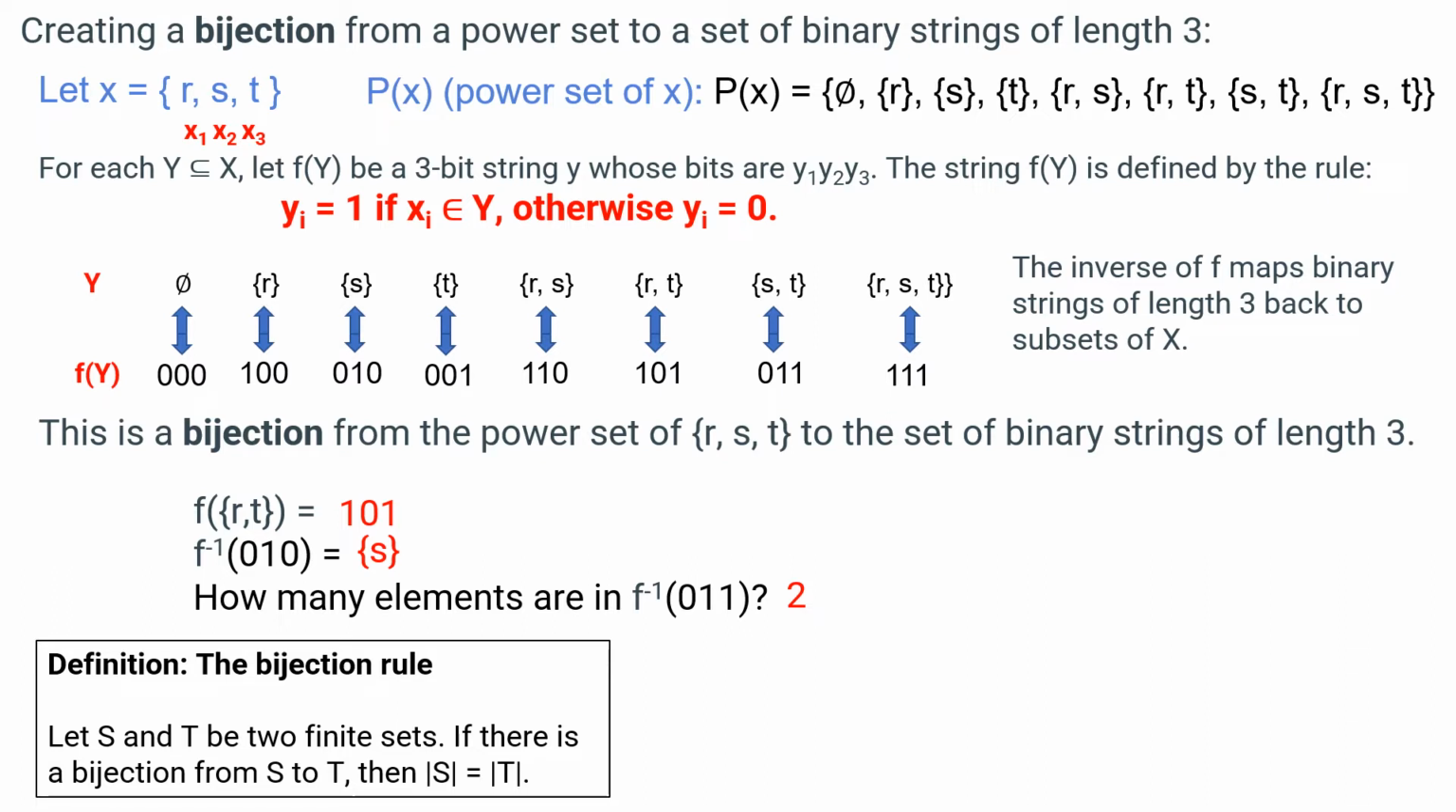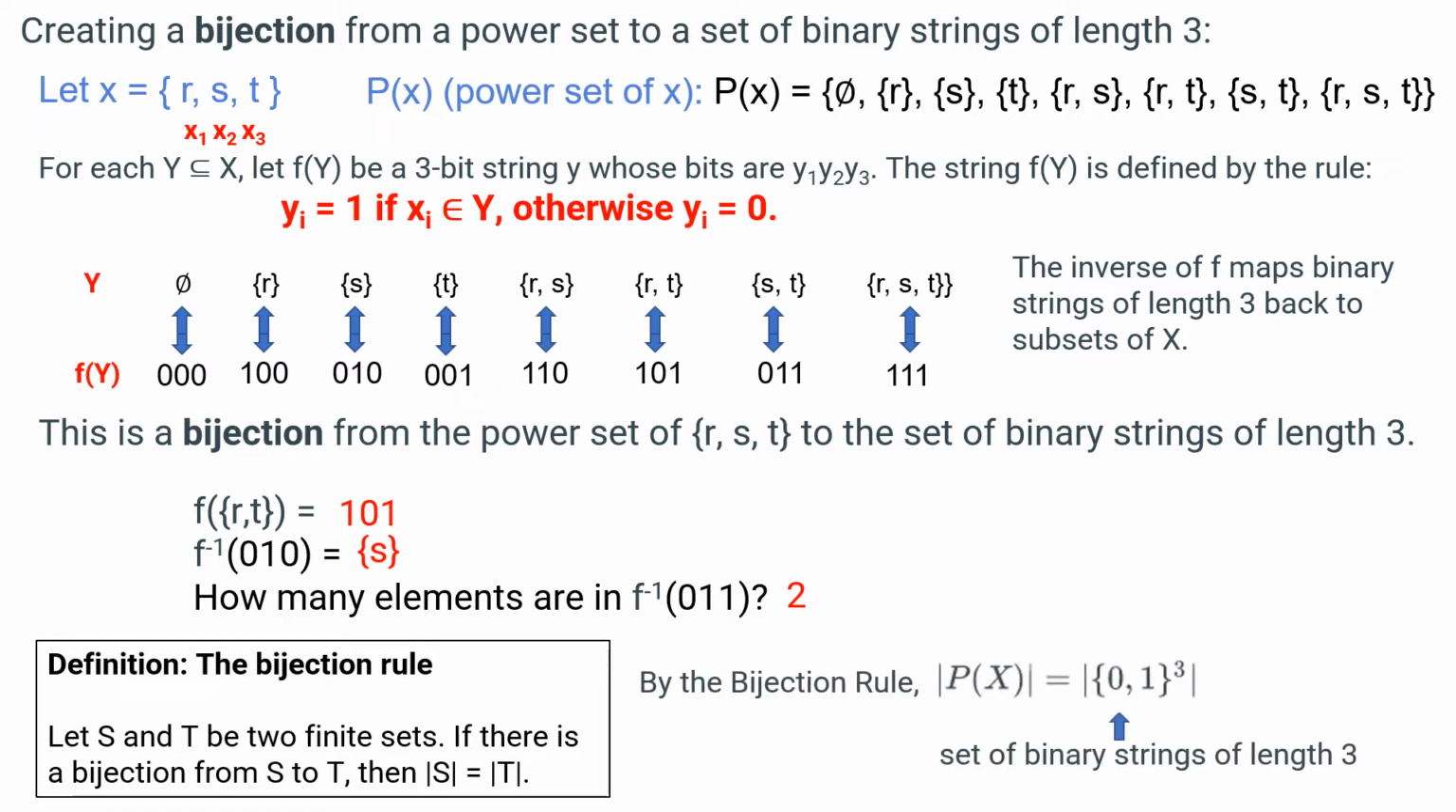So let's think about this here. In this example, since we found a bijection from a power set to these binary strings, this would have to tell us that there are the same number of elements in each set. And it's true, we could just count them. We could count the number of elements in the power set and the number of unique binary strings, and we would see that the number is the same.